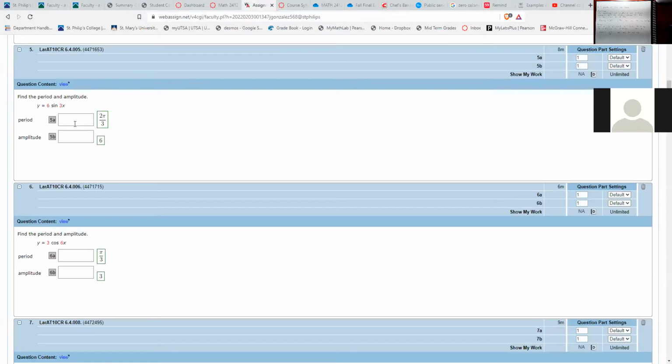So look at number 5. So example 5 says, find the period and amplitude. This is from your homework. So example 5. Okay, so we write down the question and I'll switch back. So y is equal to 6 sine of 5x, right?